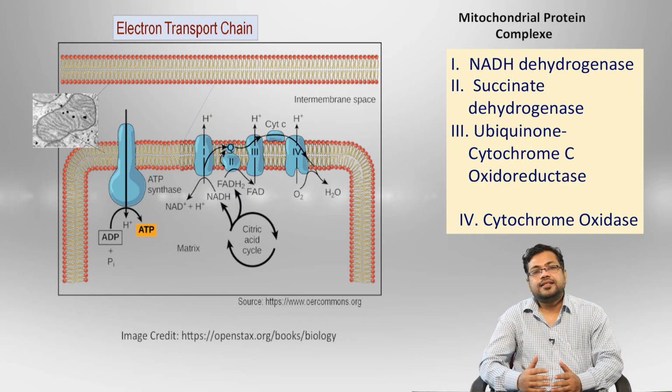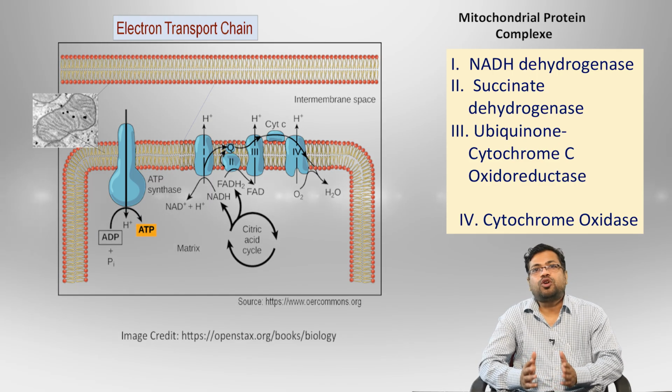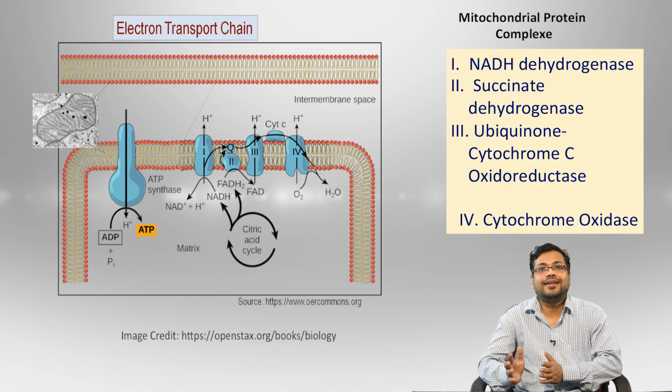You know the electron transport chain is mainly responsible for the formation of adenosine triphosphate, the chemical energy molecule. The energy carrying molecules such as NADH and FADH2 go to the protein complexes. These protein complexes are of 4 types. First is NADH dehydrogenase, second is succinate dehydrogenase, third is ubiquinone cytochrome C oxidoreductase, and fourth is cytochrome oxidase.